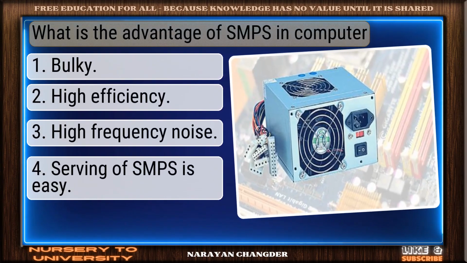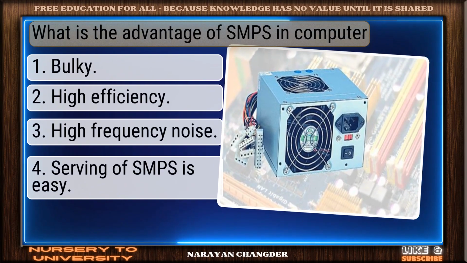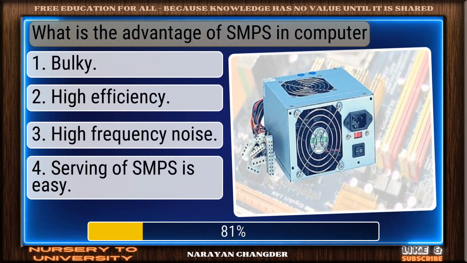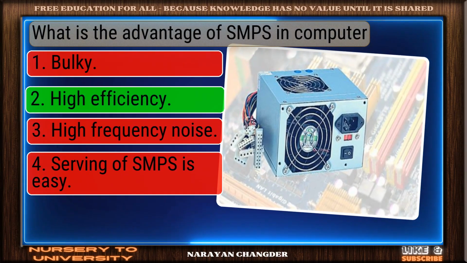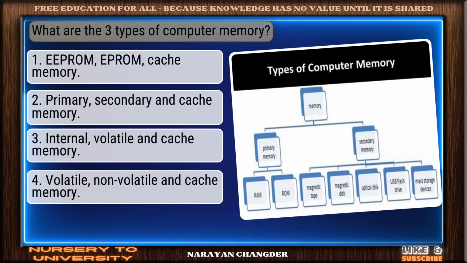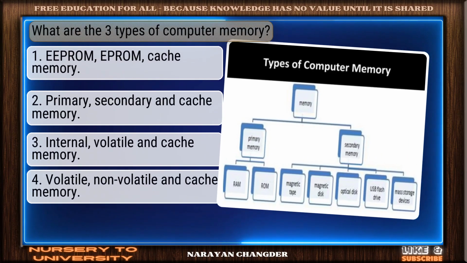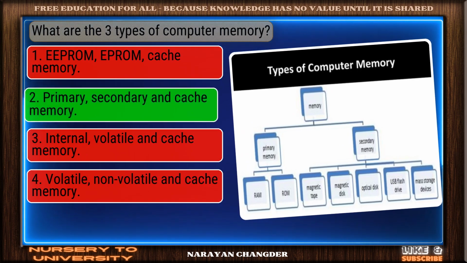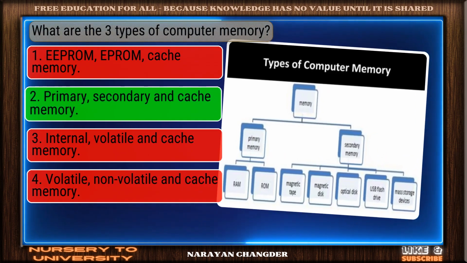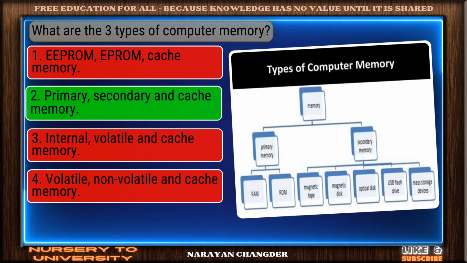Question number 7. What is the advantage of SEMPS in computer? Great thinking. High efficiency is the right choice. Question number 8. What are the 3 types of computer memory? Well reasoned. Primary, secondary, and cache memory is the correct choice.